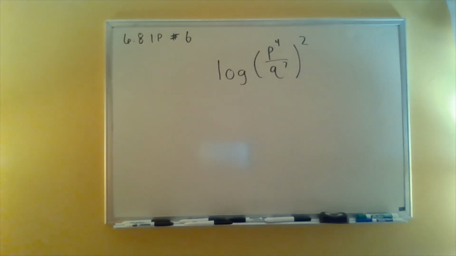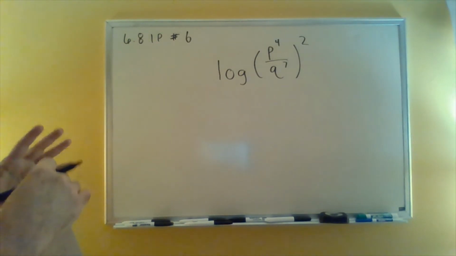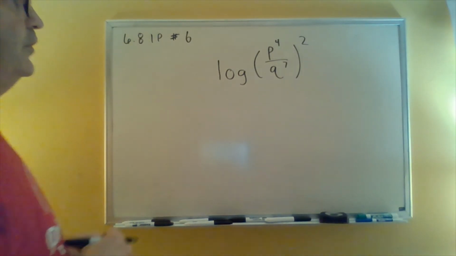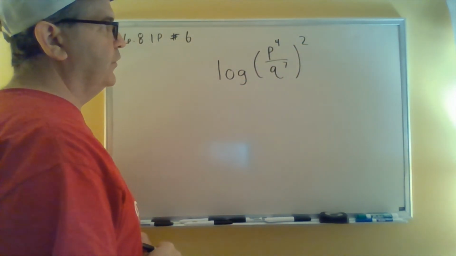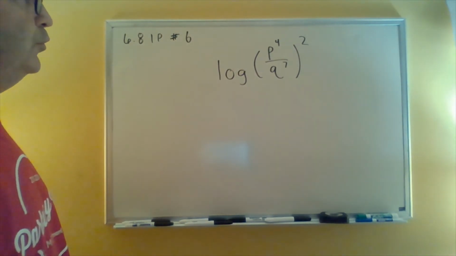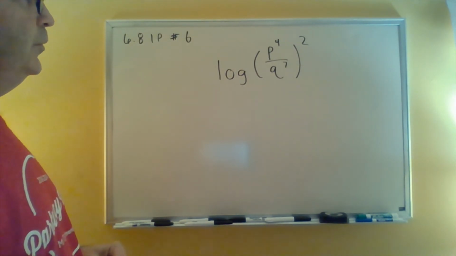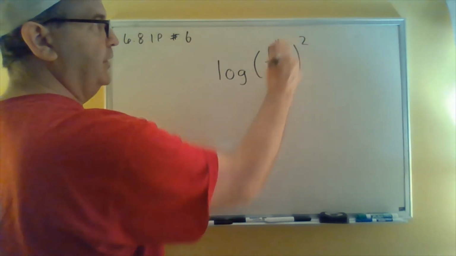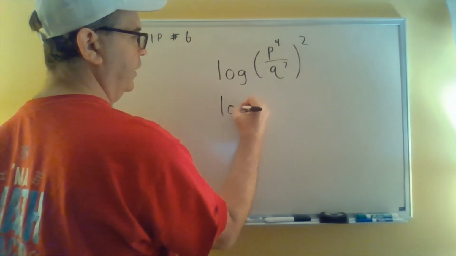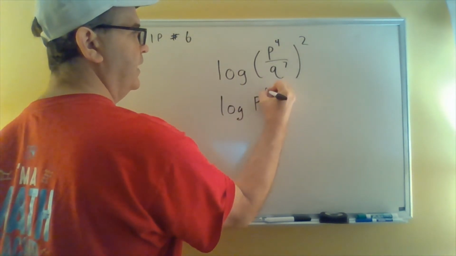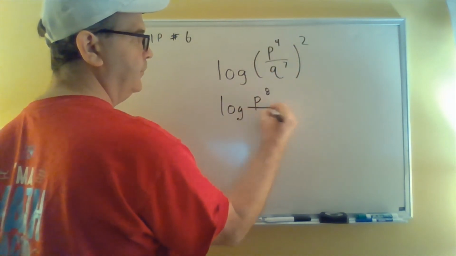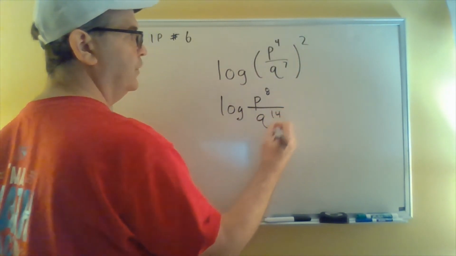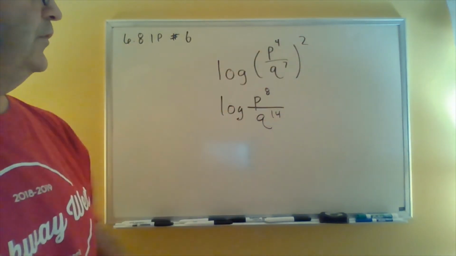Okay, for number 6 here, I'm given the log of p to the 4th divided by q to the 7th, all of that squared. So I probably want to simplify this first. I'm going to distribute that exponent of 2 through my parentheses, and then I'll be able to use the quotient property and wrap it up by using the power property. So let's distribute that 2 through first. So I'll get the log of p to the 8th. Remember, when you're raising a power to a power, you multiply them. So 4 times 2 is 8. That's going to be over q to the 14th, which is just 7 times 2.